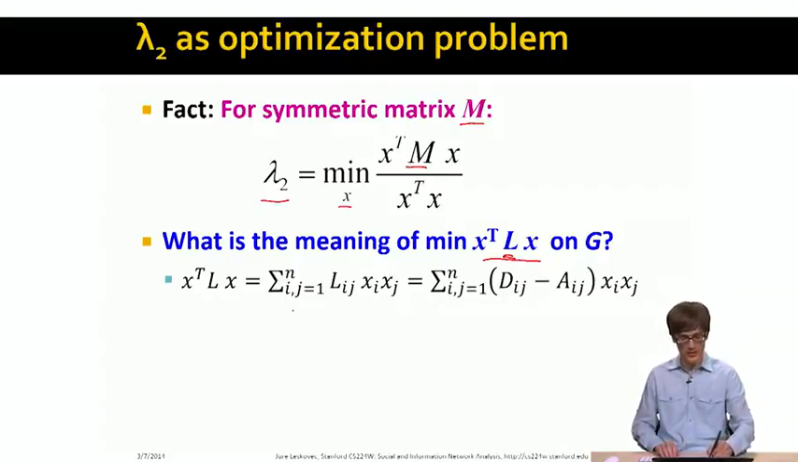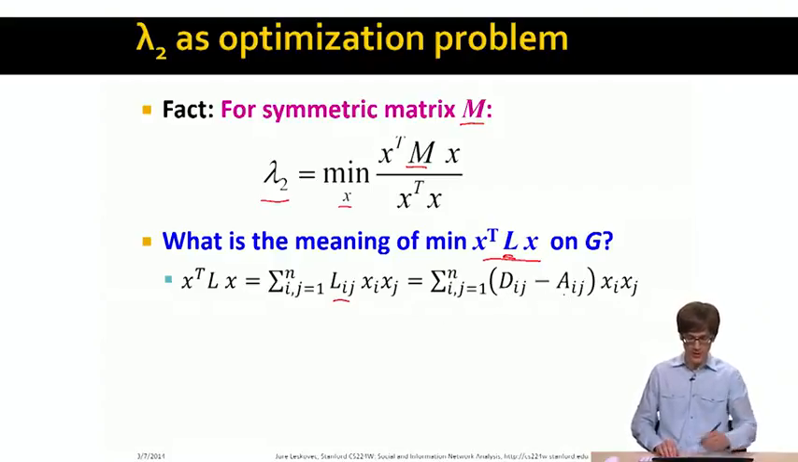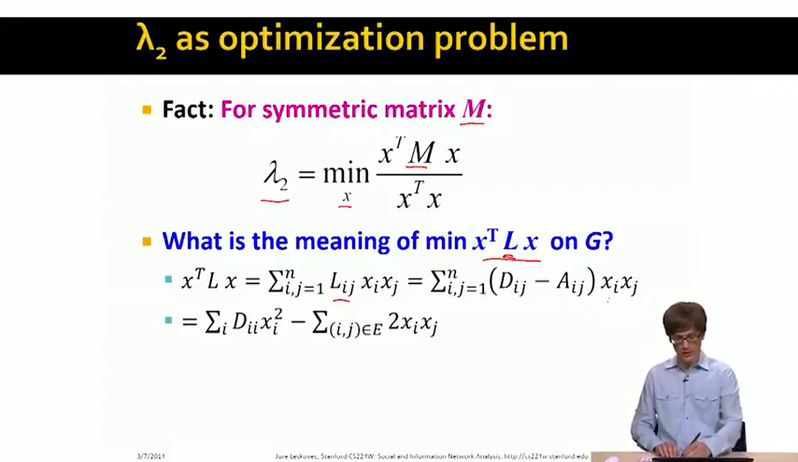So x transpose L x is simply a double summation over i and j, where I take L_ij, x_i, x_j. Now, instead of writing L_ij, let's write out the definition of L. The definition of L is simply the degree matrix minus the adjacency matrix. So instead of writing L_ij, we will write D_ij minus A_ij. Now we distribute x_i x_j inside the parentheses. For the first part, we get a summation over i of d_ii x_i squared. The reason we get this is because D is a diagonal matrix.